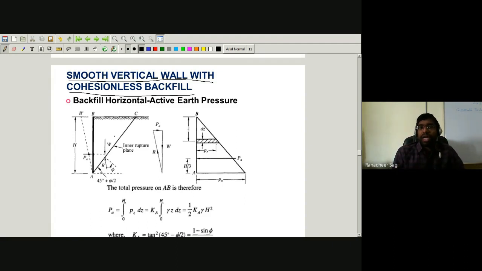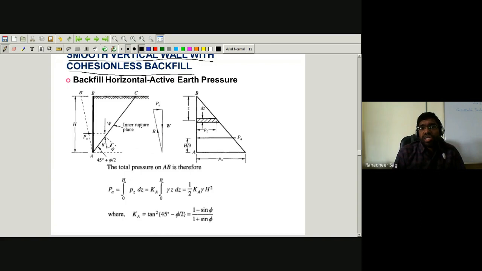And if that backfill soil is cohesionless, that is nothing but the c dash value, or the c value, for that soil is equal to 0. What you have is only the phi value. So already we have seen how to calculate the active earth pressure distribution for soil which is cohesionless, or purely cohesive, or having both c and phi parameters. Just a quick glance of what we have talked about.